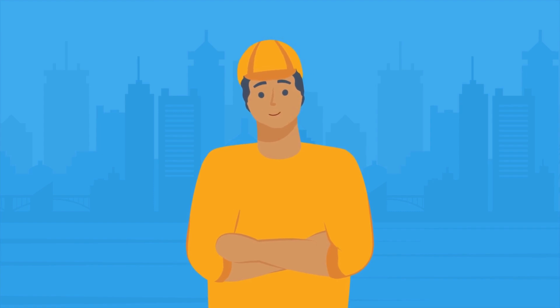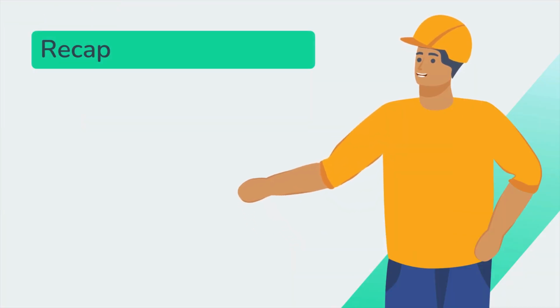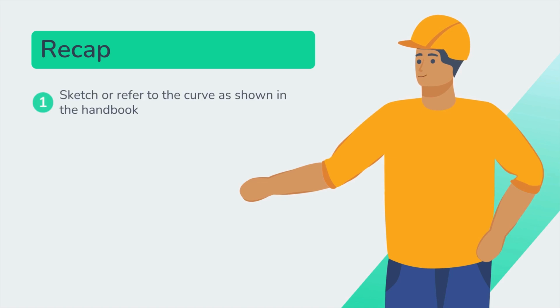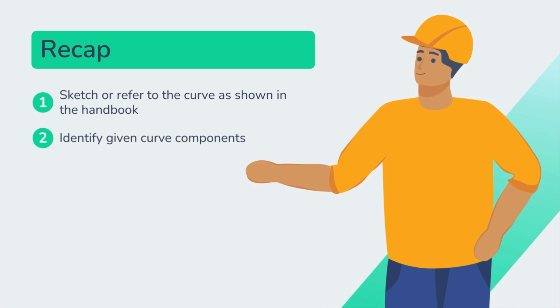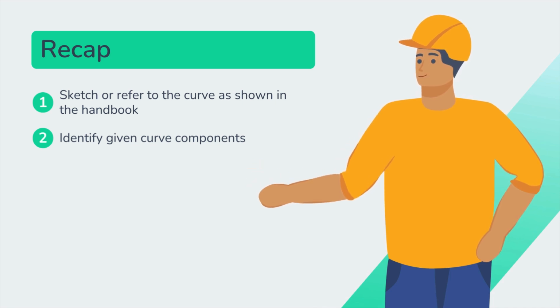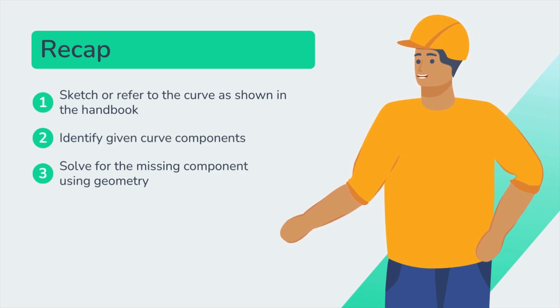Welcome back. Let's take a look at a circular curve question. To recap, we'll be using the following steps to solve this problem. 1. Sketch or refer to the curve as shown in the handbook. 2. Identify given curve components. 3. Solve for the missing component using geometry.